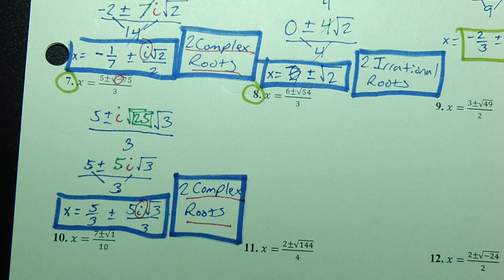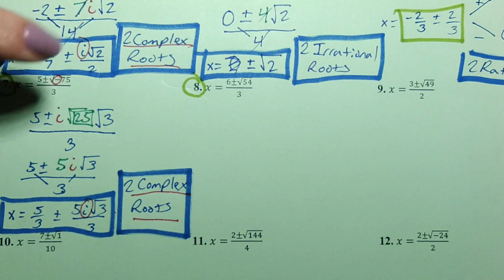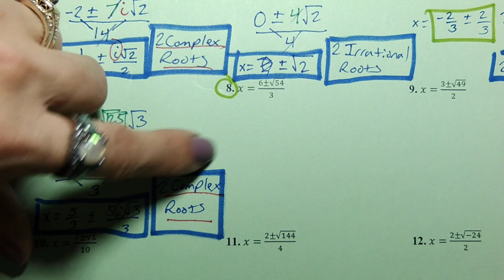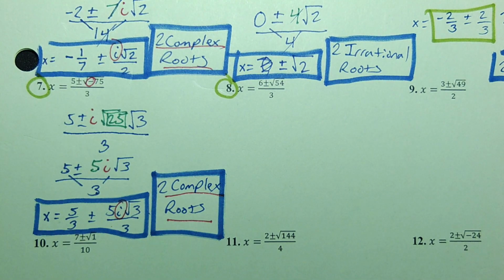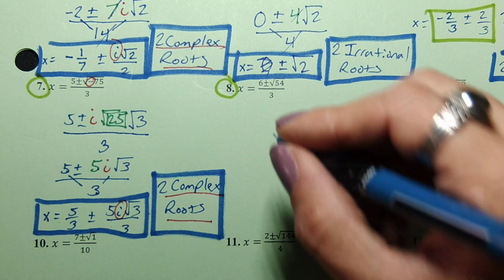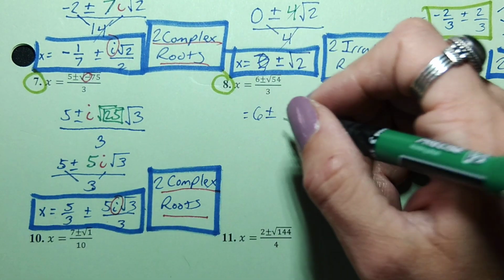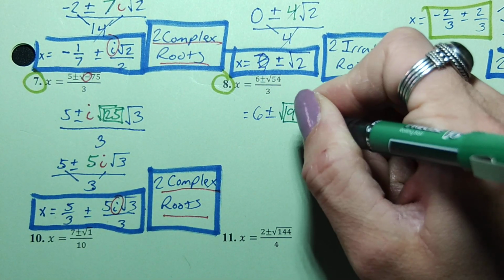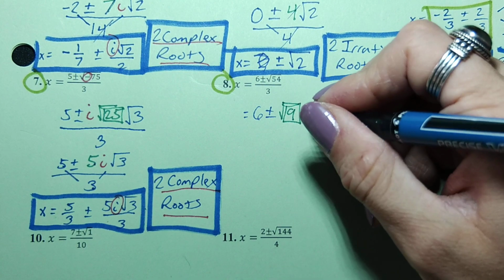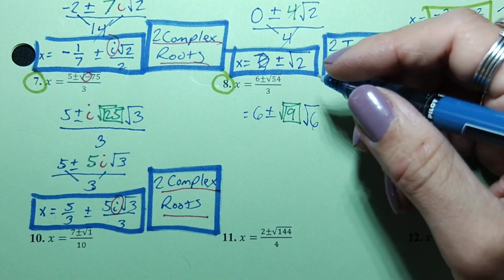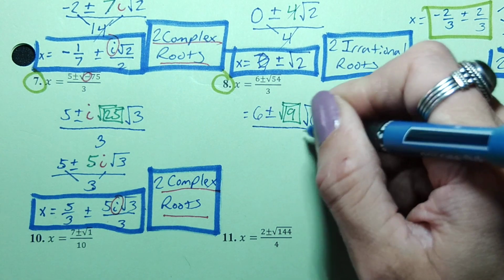Let's go ahead and look at number 8 then. So for 8, as I'm looking at 54, anything jumping out at you as the biggest perfect square? You can start dividing your way down that list on the purple sheet, and what we find is 54 is divisible by 9. So 9's our perfect square factor, 6 is our non-perfect square factor, and this is all over 3.